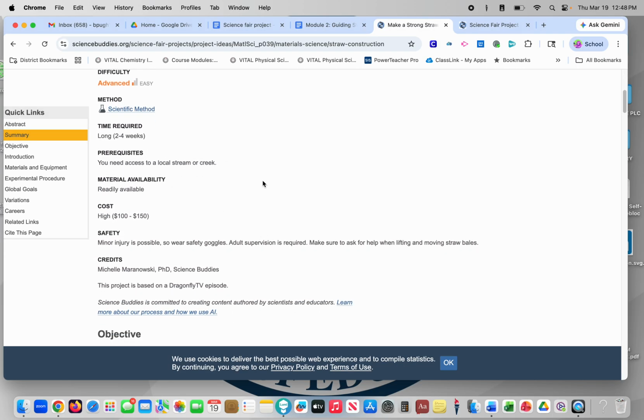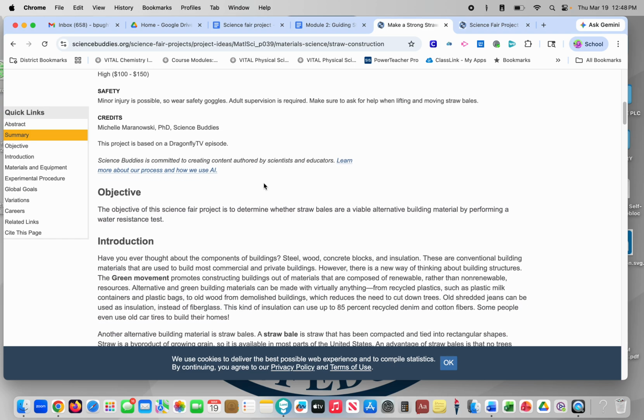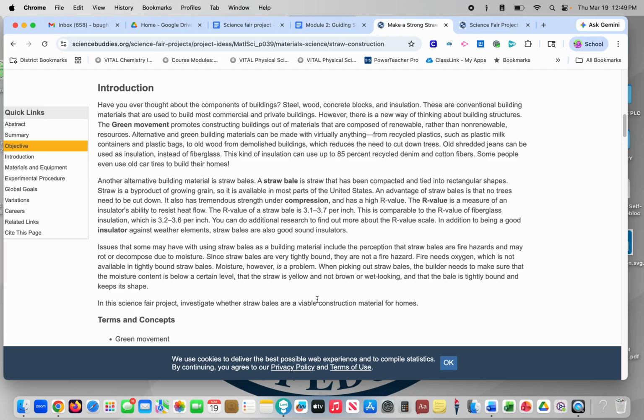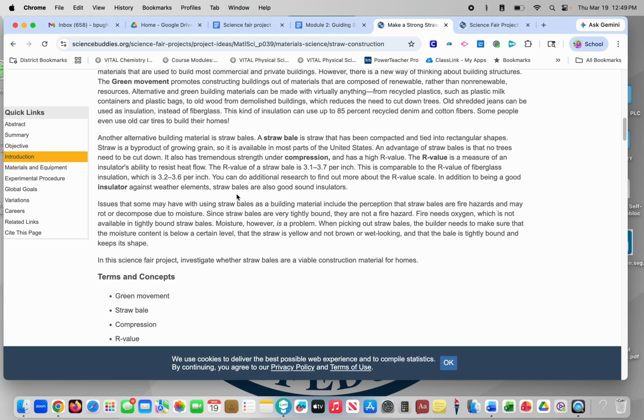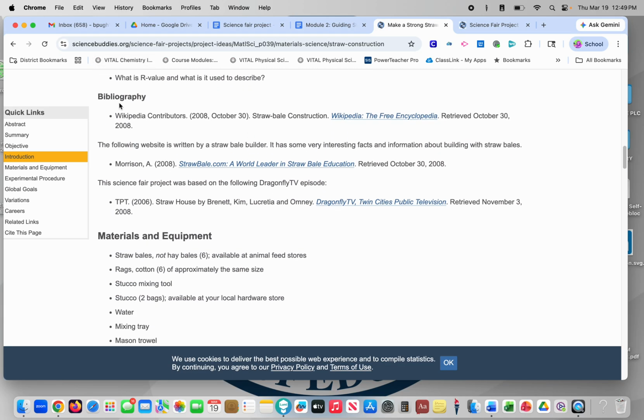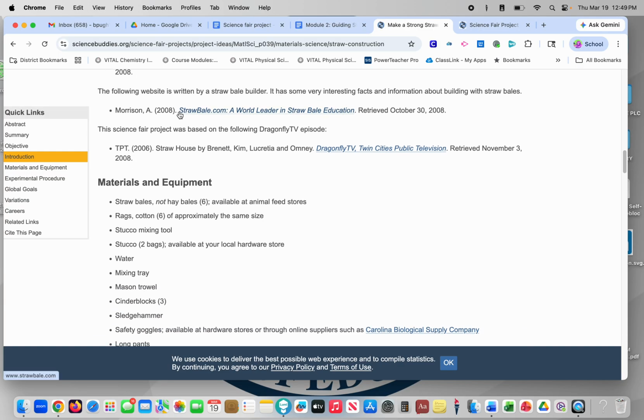You will need access to a local stream or creek, to determine whether straw bales are a viable alternative building material by performing a water resistance test. It is giving you some background information. Some of this background information could actually be content within your background research that you would cite. You would have to cite this website. It's giving you some resources. We are not using Wikipedia. Do not use that. This is a website written by a straw bale builder.